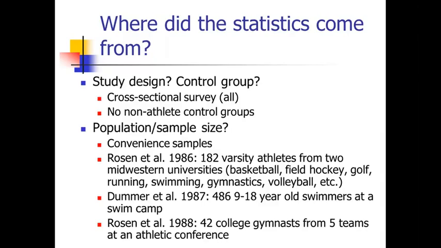Now the next one, the 1987 study, actually was 9 to 18-year-old swimmers at a swim camp. So notice that wasn't college athletes, although everybody later cited it as college athletes, just some swimmers at a swim camp. And then another was also college athletes, college gymnasts, just 42 though, college gymnasts from just 5 different teams who happened to be at an athletic conference. So these are totally non-representative samples across a wide range of athletic groups with no controls.